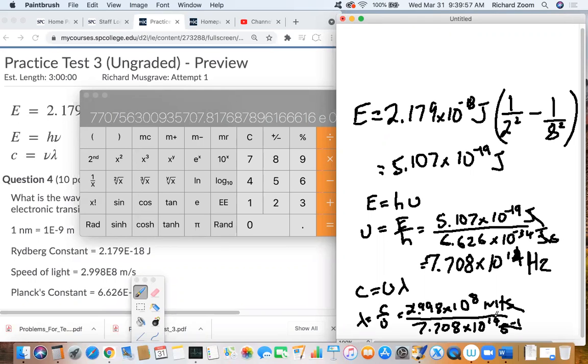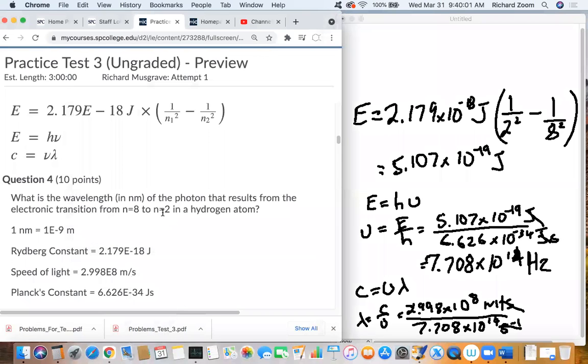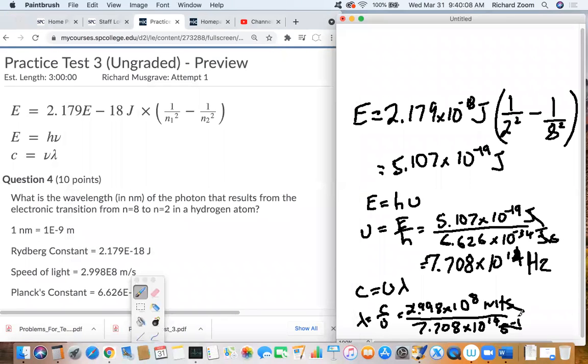That gives meters, but if you look at the question, it's looking for the wavelength in nanometers. And you are given a conversion here to go from meters to nanometers. So we'll go ahead and use that. So it'll be times 1 nanometer over 10 to the negative 1 times 10 to the negative 9 meters.